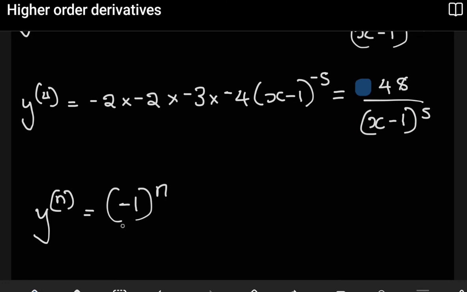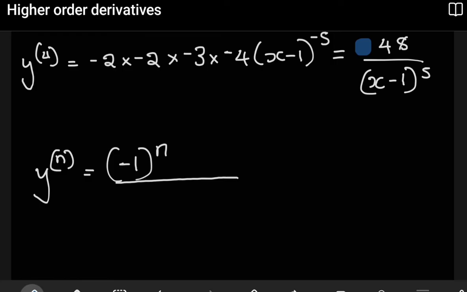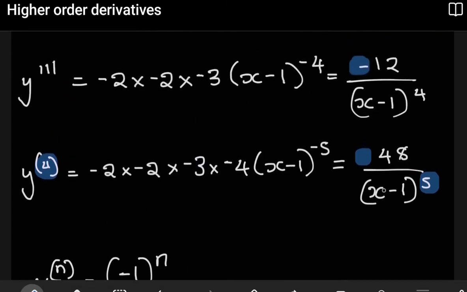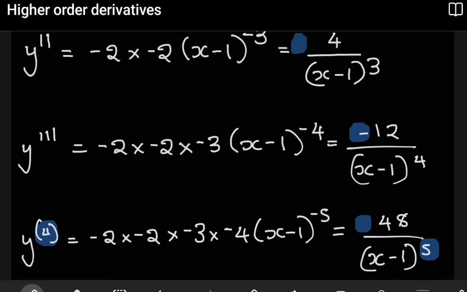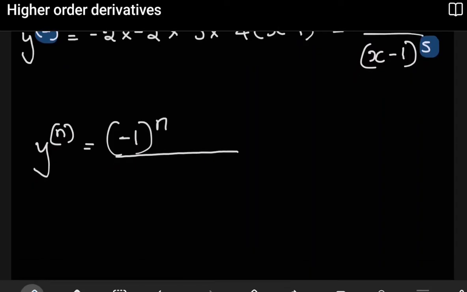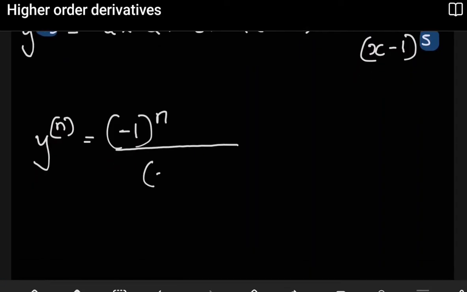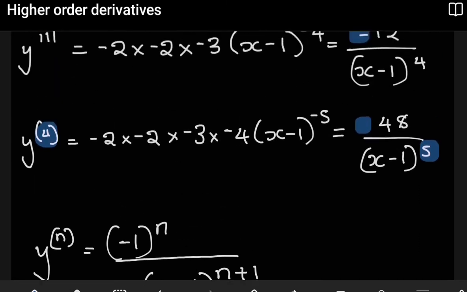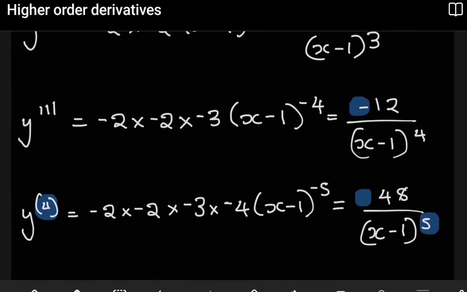So that is controlled. The next thing you want to control is the denominator. By comparison, we see that the power of the denominator is always 1 more than the order we are dealing with. But always the denominator is x minus 1, throughout it's x minus 1. It's just the power that keeps changing. It's 1 more than the order. So we always have x minus 1, but the power will always be n plus 1.